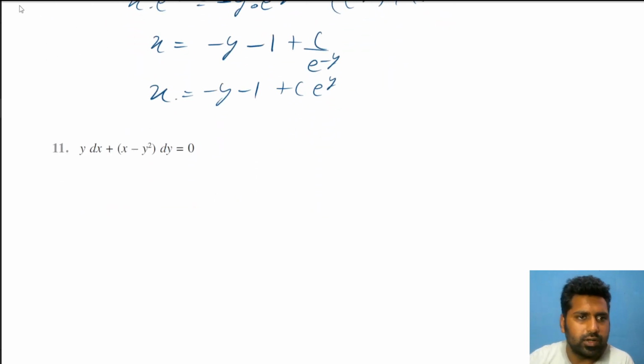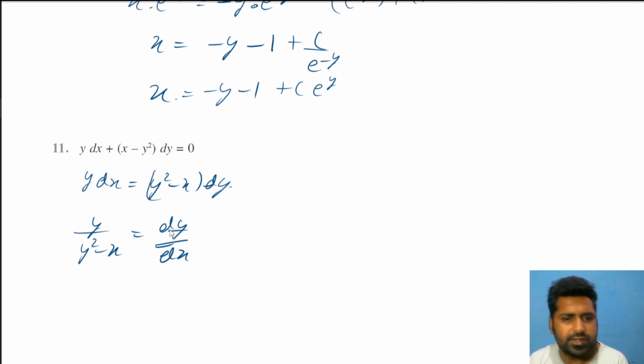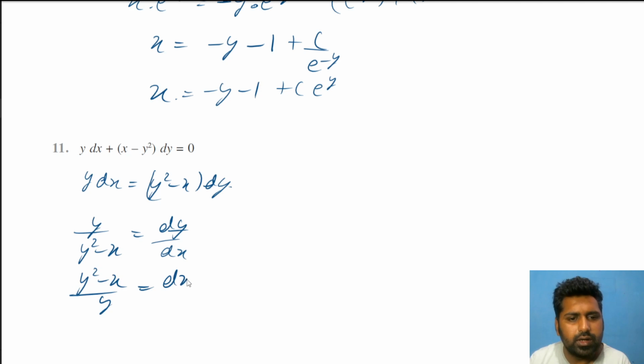So this time again the equation is not directly given, so you have to create your dy by dx. So y dx is equal to, take this on the other side, make this negative, so y square minus x dy basically. Then generate dy by dx. So again y upon y square minus x is dy by dx. Same idea, you cannot generate dy by dx is equal to py plus q. So what do we do? This is not generating anything, so you take the reciprocal of both sides. y square minus x upon y is equal to dx by dy.